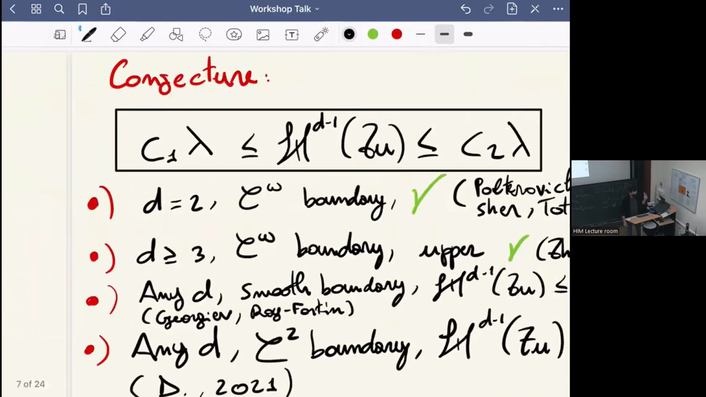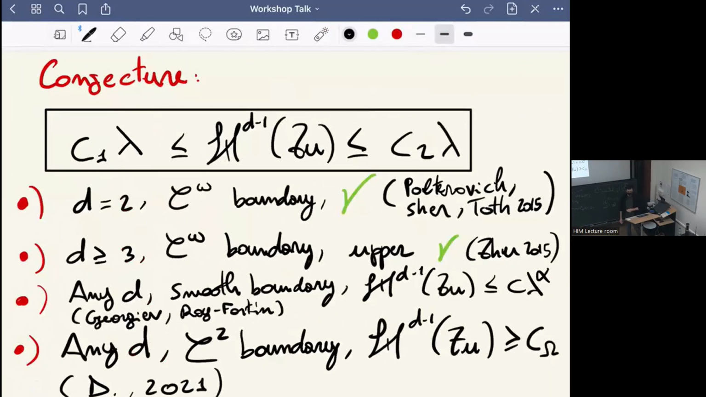Two examples make a conjecture, and here I go with the conjecture. The conjecture is better motivated than this, and I will give a little bit more motivation in a couple of minutes. So the conjecture is that in general, I have a domain, and let me be a bit informal about the regularity required on the domain for the conjecture. It can vary. This is the d-1 dimensional Hausdorff measure of the zero set, and the conjecture is that it's bounded above and below by a constant times lambda. All right, so essentially it's proportional to the eigenvalue.